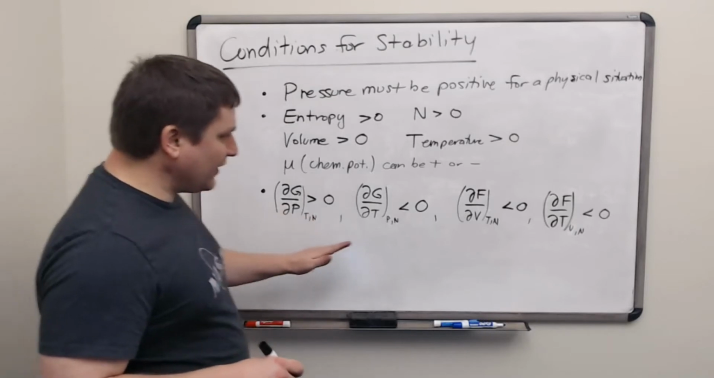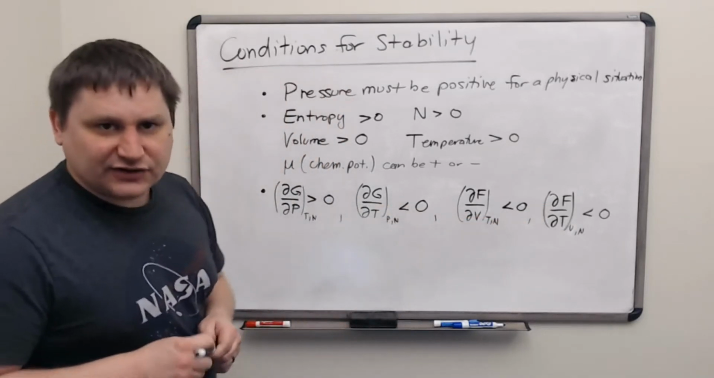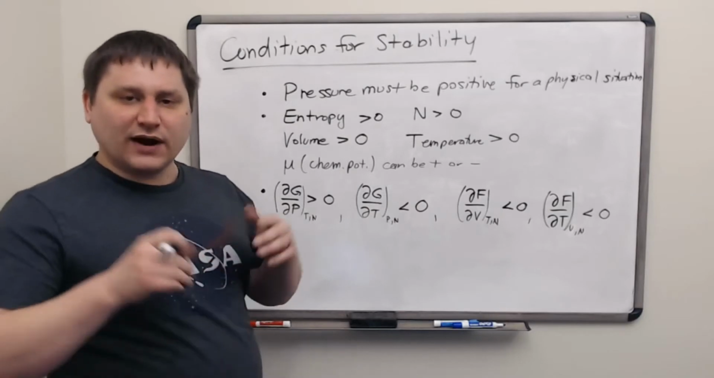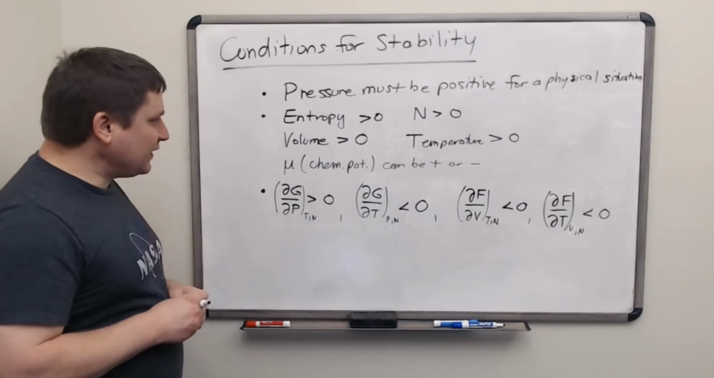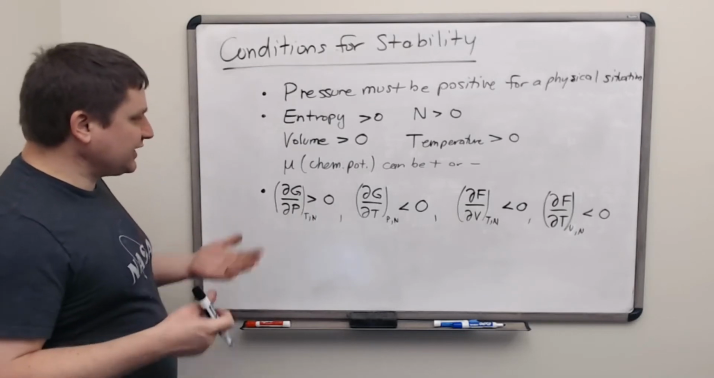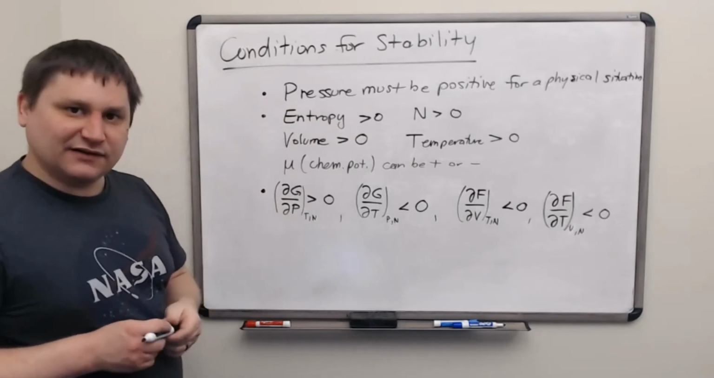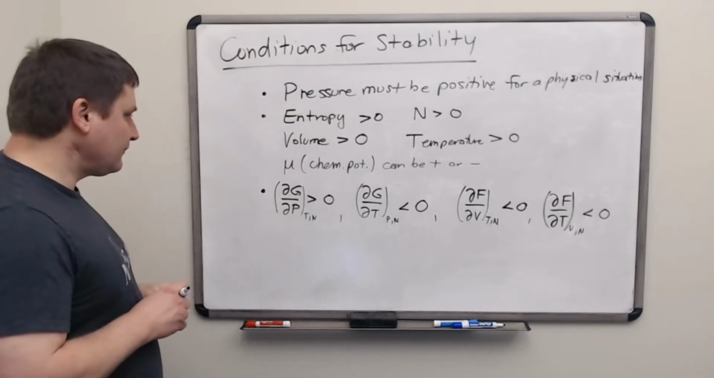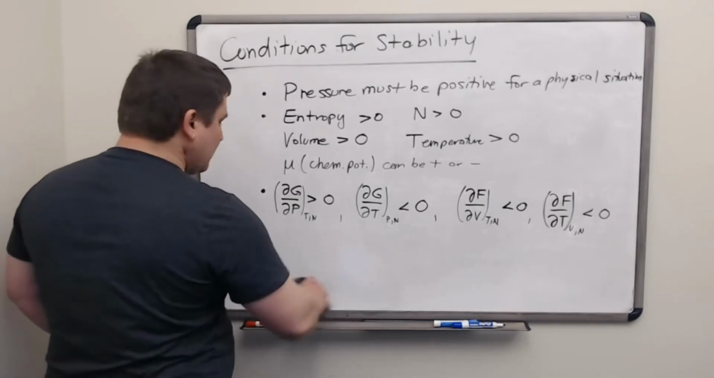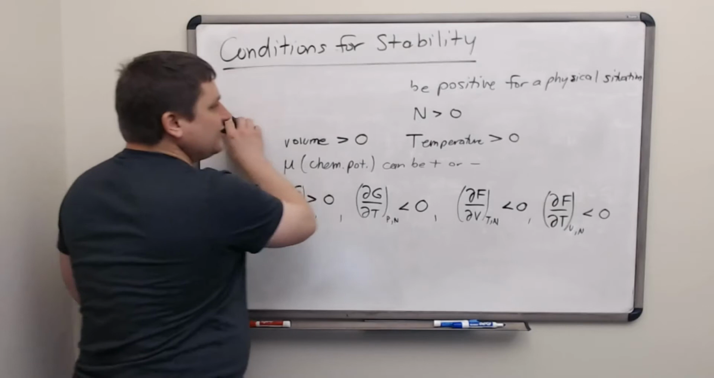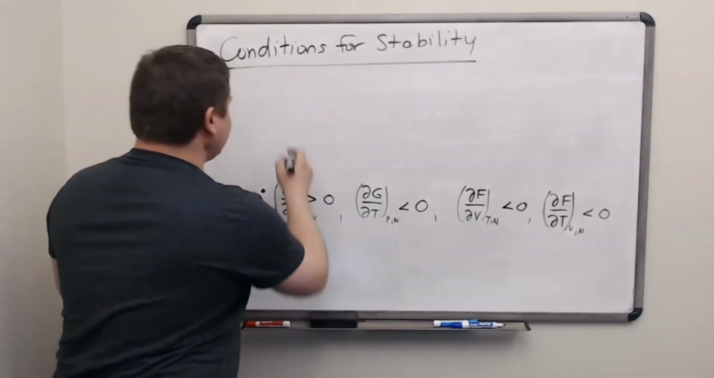These are the ones that we're going to use most often. We can derive relationships like this on the derivatives for enthalpy and internal energy, but I'll leave those as an exercise. We just look at the derivative relationship and decide whether that quantity has to be positive or negative. Okay, we also have conditions for stability that are based off of the response functions.